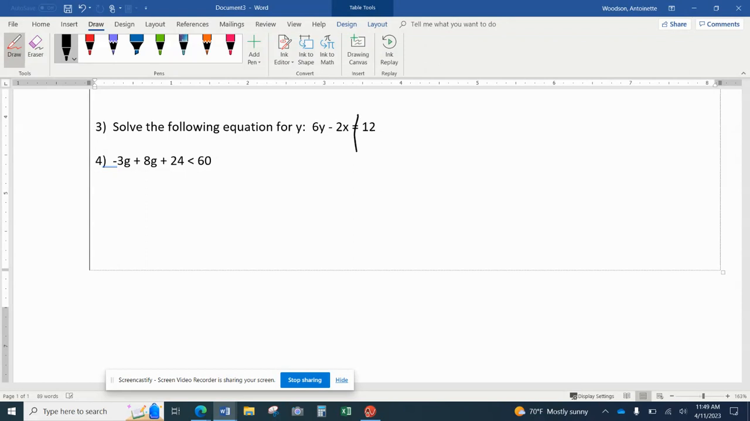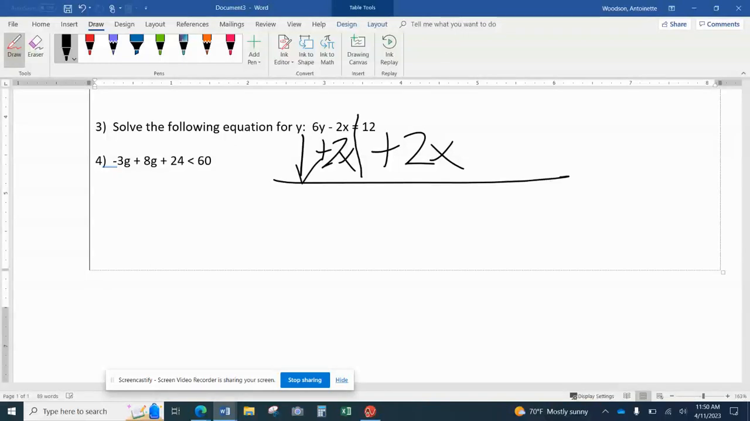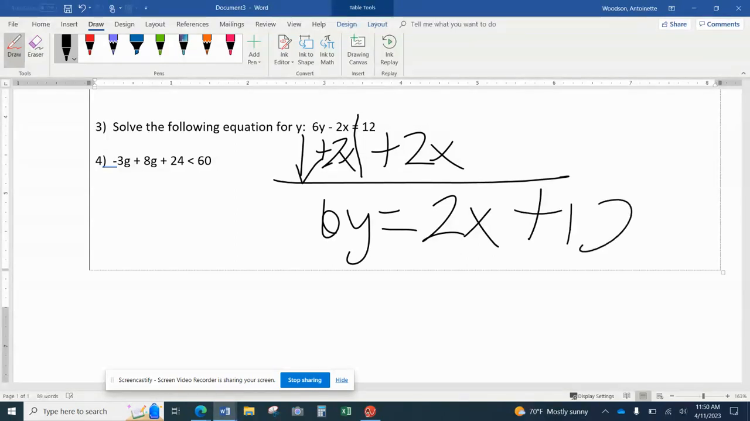Okay, so I'm going to separate my sides. I need to move my x, so I do the opposite. Add 2x, add 2x. Okay, that gives me 6y equals 2x plus 12.